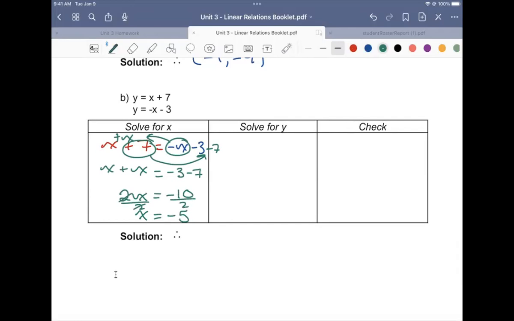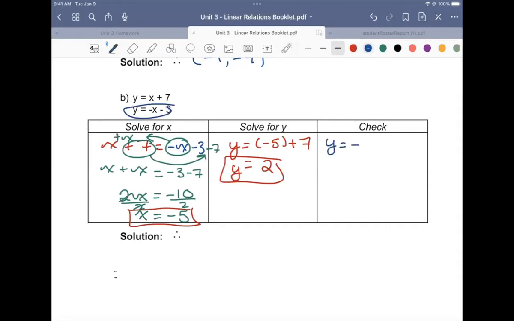Awesome. Now, if I substitute that back in, I'm again going to pick the first equation. So I'll get y is equal to negative 5 plus 7. So y is equal to 2. This means that I have x equals negative 5 and y equals 2. I'm going to substitute these into my second equation. Y equals negative x minus 3, which means 2 should be equal to negative of a negative 5 minus 3, which is positive 5 minus 3, which is 2. Left side equals right side. Therefore, my solution is negative 5, 2.